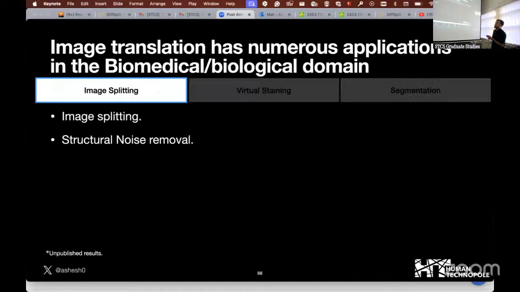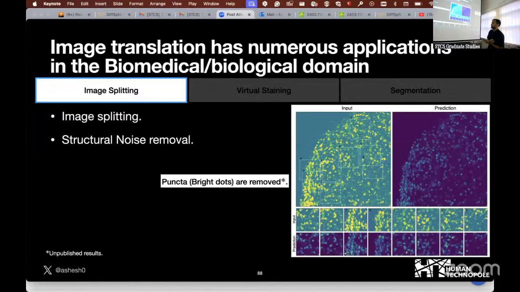So we already saw image splitting, which hopes to empower how multicolor imaging is done. The same setup could also be used to remove structural noise in some cases. If you are able to model structure as a separate channel, then you have one channel with the clean data and the other channel with the structural noise, and the input that you typically have will be a superposition of these two things. So you could also solve structural noise with this image translation kind of network.